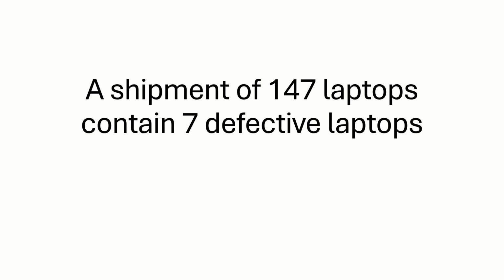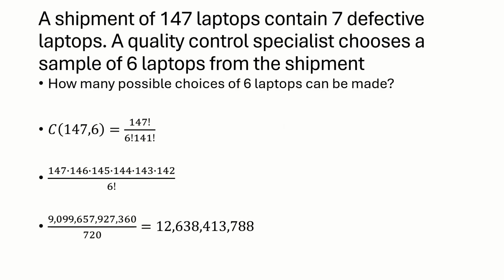A shipment of 147 laptops contains 7 defective laptops. How many possible choices of 6 laptops can be made? So we have a total of 147 laptops, and we want to choose 6 laptops. The way we can find all possible choices is just doing a simple combination, from the 147, choose 6.